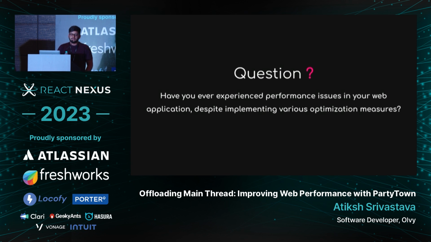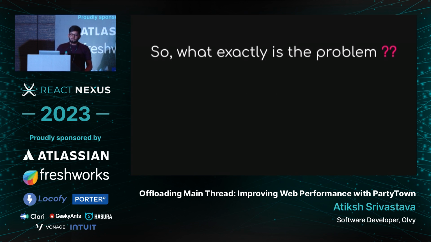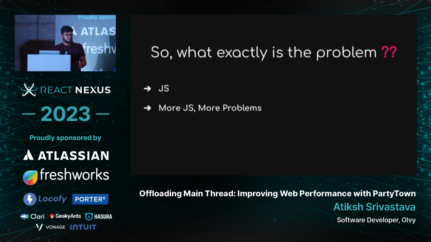So here's a quick question. Have you ever experienced performance issues in your web application despite implementing various optimization measures? Can I see some hands? Yeah, great. So what do you think is the exact problem here? You already tried various JavaScript optimization techniques, let's say server-side rendering and caching, but you are still not able to hit the perfect Lighthouse score, right? So let me tell you, the answer is JavaScript.